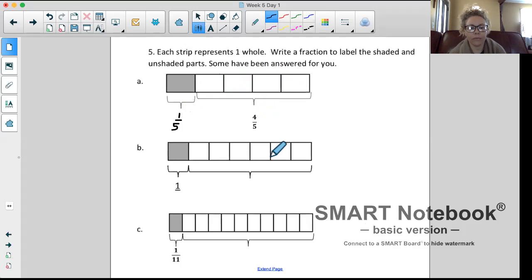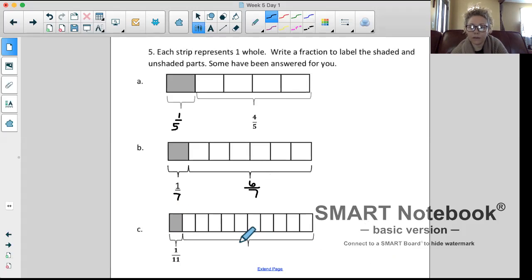Okay. B. We have 1, 2, 3, 4, 5, 6, 7. These are sevenths. 1/7 is shaded, and they put the numerator there for us. So we only need to write our denominator for our unit, which is sevenths, right there. If 1/7 is shaded, 6/7 are unshaded.